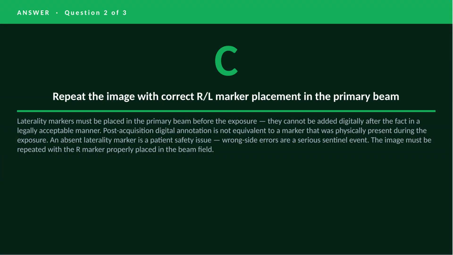The answer is C. Repeat the image with correct R or L marker placement in the primary beam. Laterality markers must be physically present in the primary beam during the exposure. Post-acquisition digital annotation is not an equivalent substitute in a legally or clinically acceptable manner. An absent laterality marker is a patient safety issue. Wrong side errors are a serious sentinel event. The image must be repeated with a marker properly placed before the exposure is made.